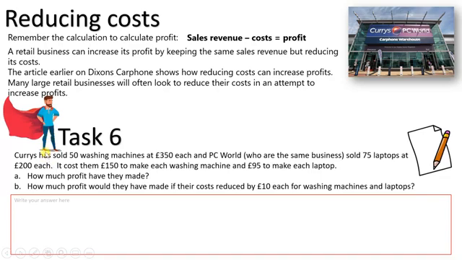Task 6. Currys has sold 50 washing machines at £350 each, and PC World, who are the same business, sold 75 laptops at £200 each. It cost them £150 to make each washing machine and £95 to make each laptop. We're going to say make, they source them. For the sake of this question, we're leaving it as that. How much profit have Currys PC World made on both the products?